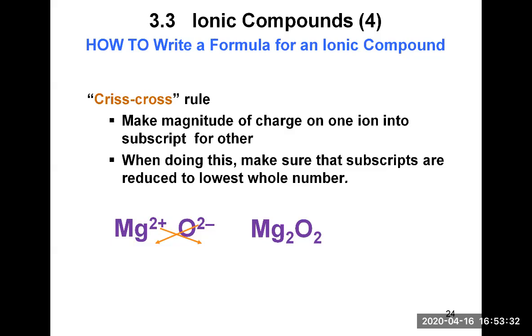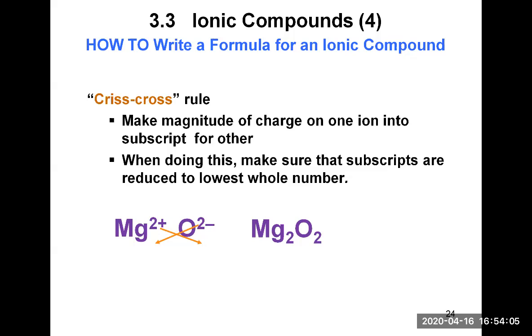And so if you crisscross the charges, it's 2 as a subscript for magnesium, and also 2 as a subscript for oxygen. So the formula should be Mg2O2. However, because it's 2 for both, that means the ratio is really 1:1. You need 1 magnesium for 1 oxygen ion to cancel the charges.